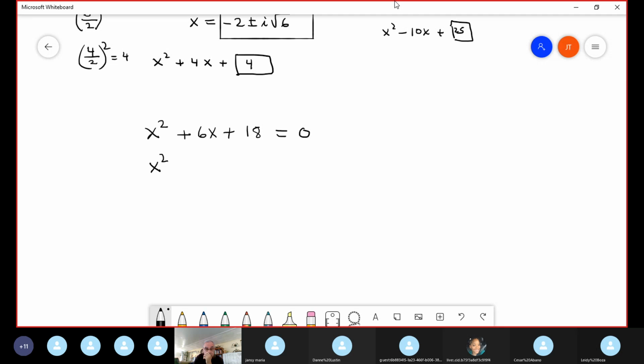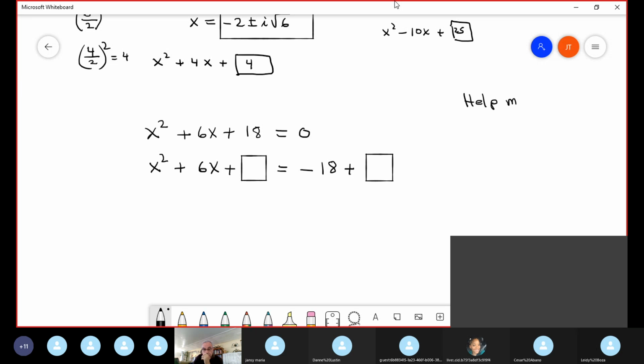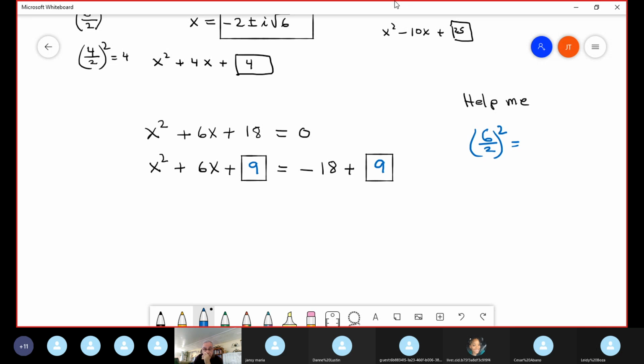The organization is you move 18 to the other side. And now you create the magic number to complete the square. Who helped me with the magic number? 9. Very well. Where does this 9 come from? 6 divided by 2, squared. 6 divided by 2 is 3.